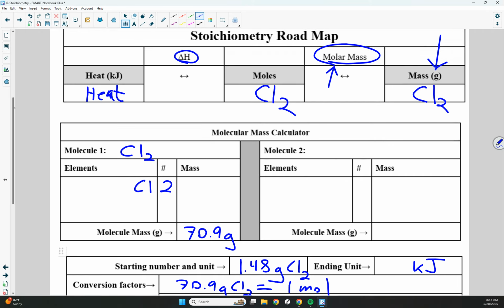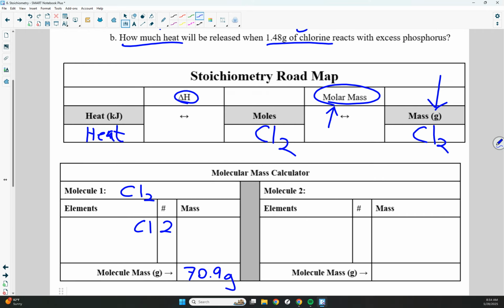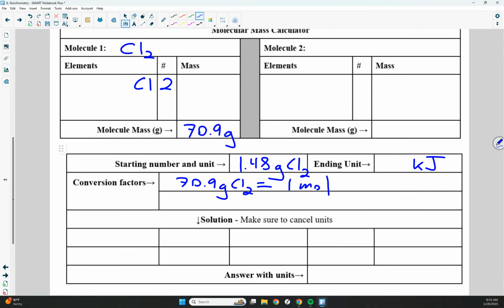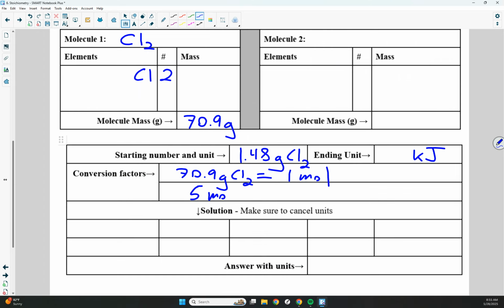Then, and we're only going to need 2 conversion factors here. This is simpler than what we've been working on recently. We're going to make this conversion from moles of chlorine into heat, and for that we're going to use the delta H here, the change in energy, and we get that from the question right here. Notice that we have 5 moles of chlorine for every negative 886 kilojoules of energy that is released. So that's going to be our conversion factor. So for every 5 moles of chlorine, we get negative 886 kilojoules. So that's our basic map.